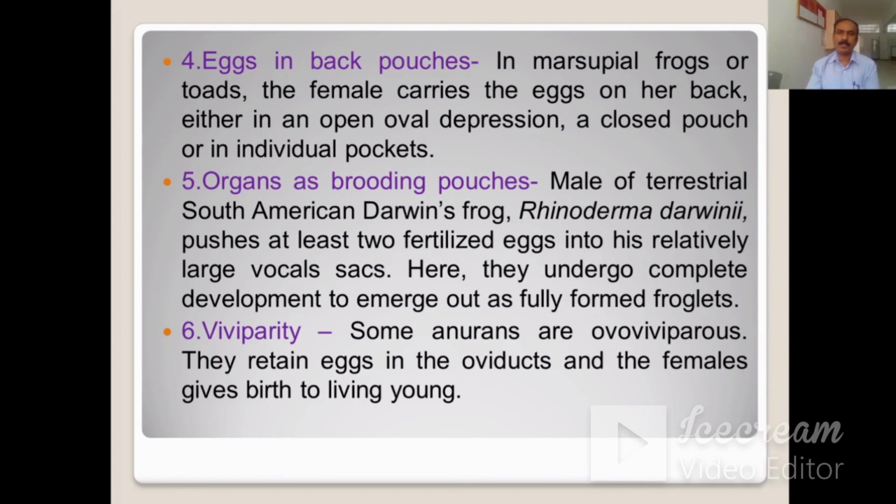The male of the terrestrial South American Darwin's frog, Rhinoderma darwini, pushes at least two fertilized eggs into his relatively large vocal sacs, and here they undergo complete development to emerge as fully formed froglets. Viviparity. Some anurans are ovoviviparous. They retain eggs in the oviducts, and the female gives birth to living young ones.